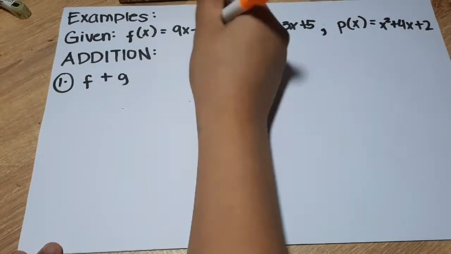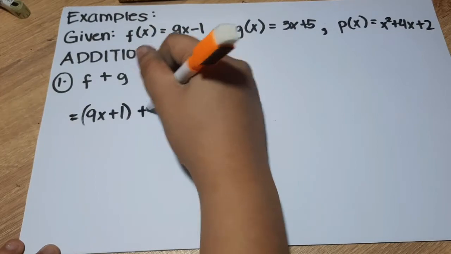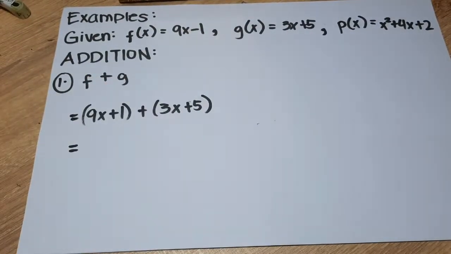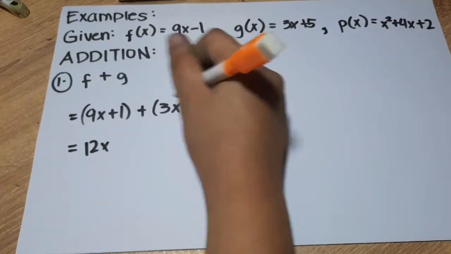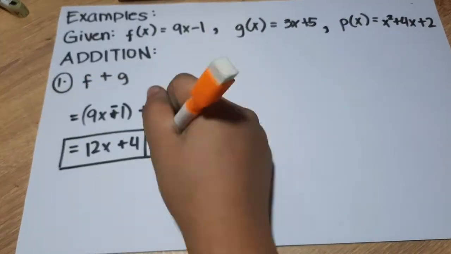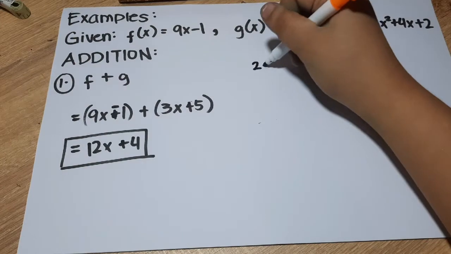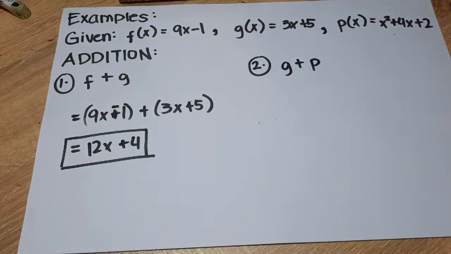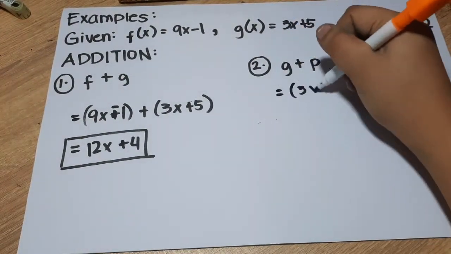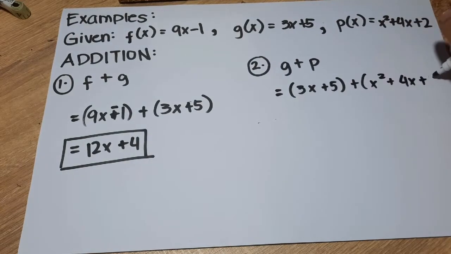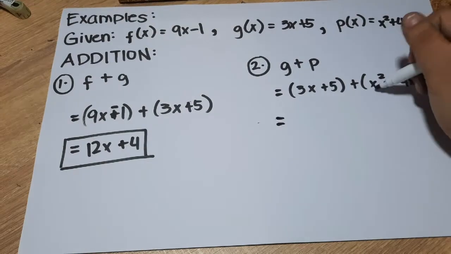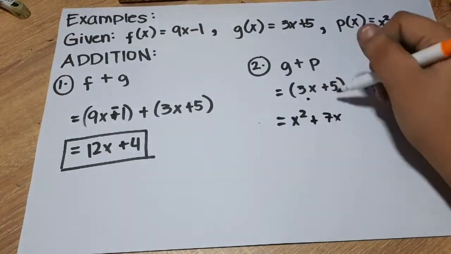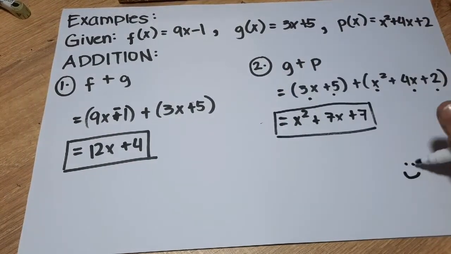So the value of f is 9x minus 1 plus the value of g, which is 3x plus 5. Combine the like terms and then you get 12x plus 4. For number 2, we are to add g plus p. Value of g, which is 3x plus 5, added to value of p, which is x squared plus 4x plus 2. Combine the like terms and then we get x squared plus 7x plus 7.